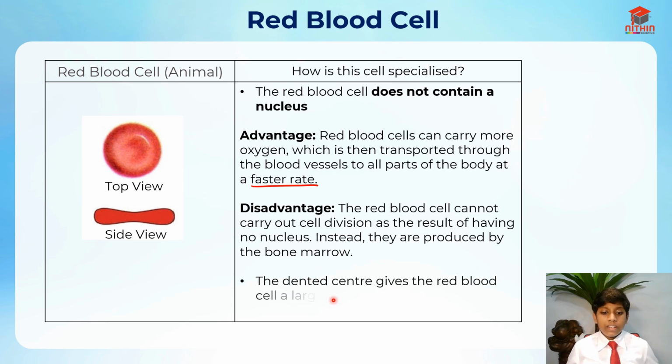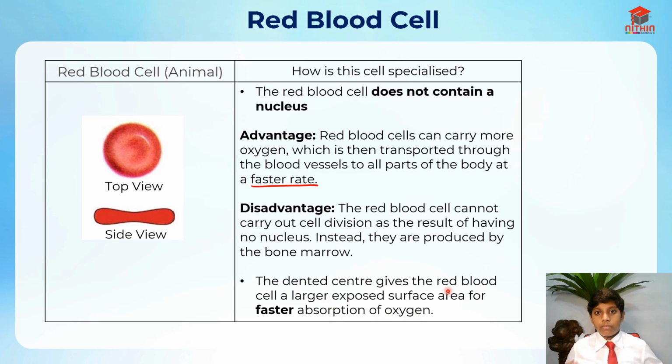Next, the dented center gives the red blood cell a larger exposed surface area for faster absorption of oxygen, so that it can also transport it faster to all parts of our body. So this is the red blood cell. How is it specialized? Okay, now let's move on.